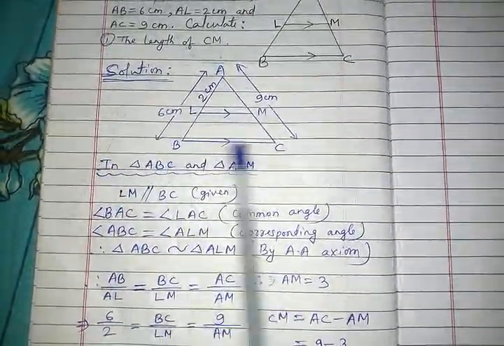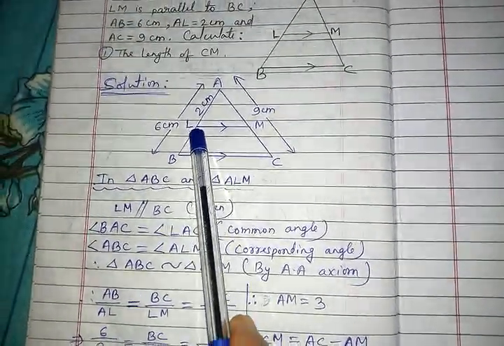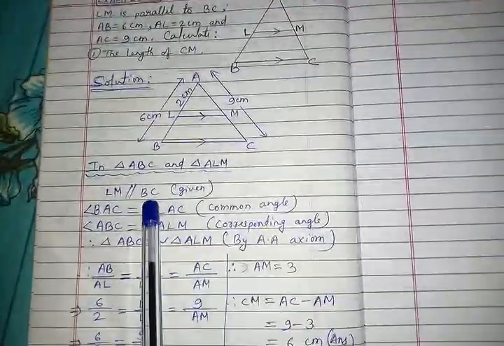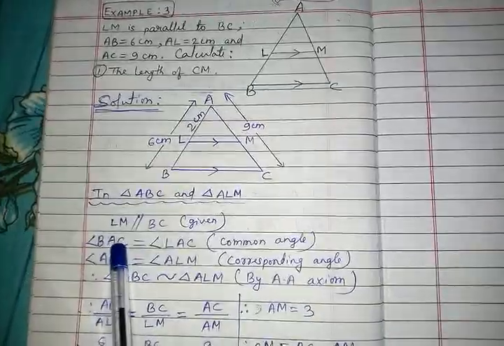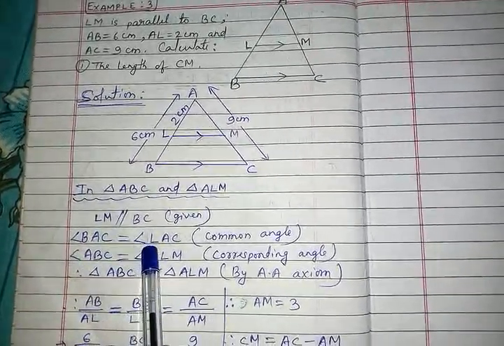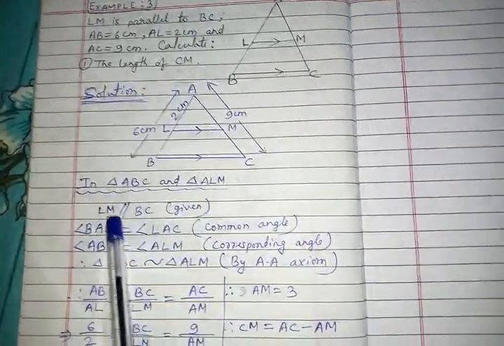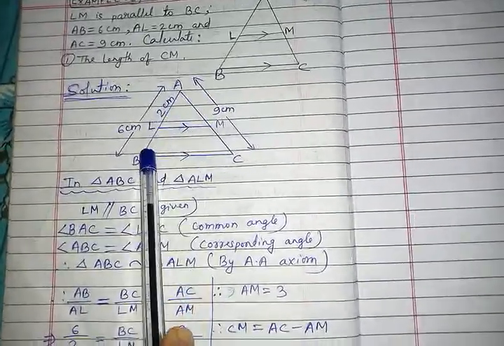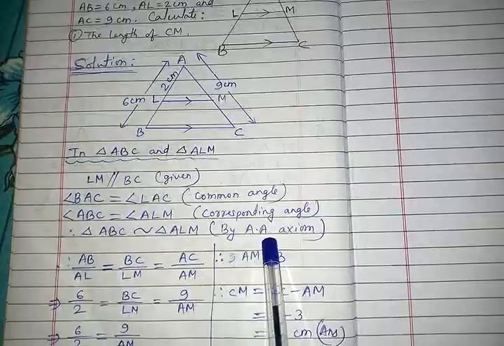Now, same way, I will take these two triangles, triangle ABC and triangle ALM. In these two triangles, first we will write that it is given LM is parallel to BC. Same thing I write here. Next, common angle. Angle A is common, so taking angle A in the middle, angle BAC is equal to angle LAM. Angle ABC equals angle ALM, because when there are parallel sides, they will be corresponding angles. This is common and these two angles are corresponding. Then we can say these two triangles are similar by the angle-angle axiom.